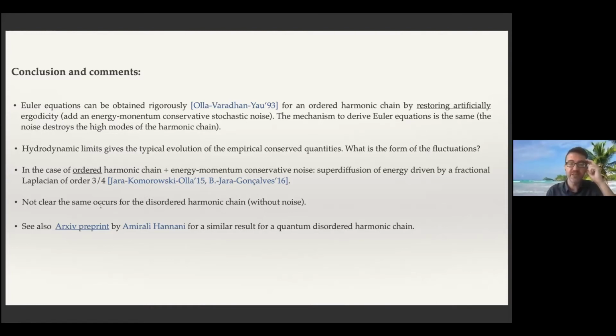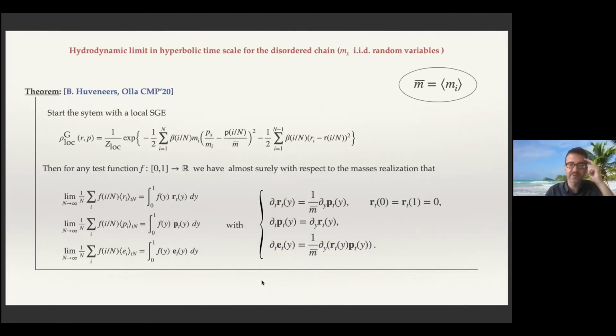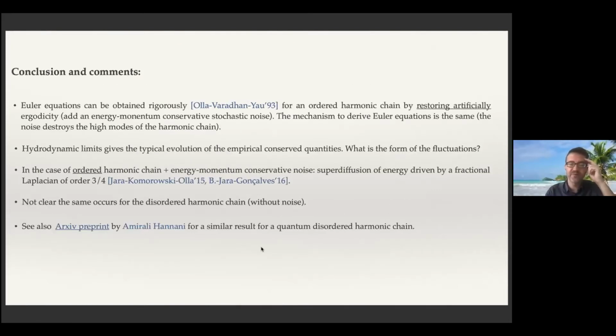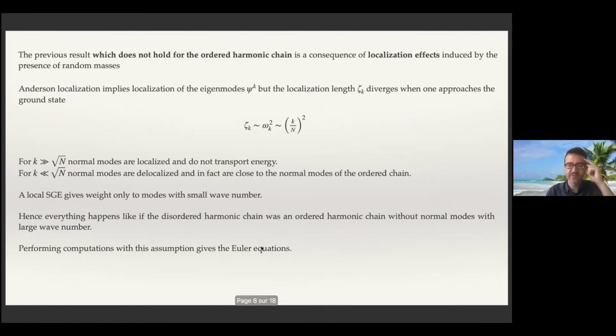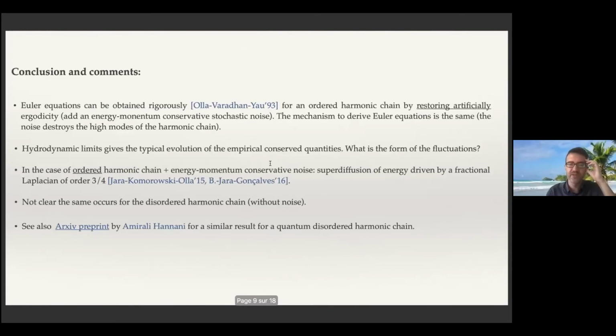And let us also mention there is a paper by Amirali Hannani, which proves exactly the same result as the one that we proved here, in the case where you consider the quantum version of the disordered harmonic chain. In this case, it is more difficult because the local Gibbs state doesn't have this special product form. So in the quantum case, you have more correlations to control, but in the end, it also works in a quantum context.